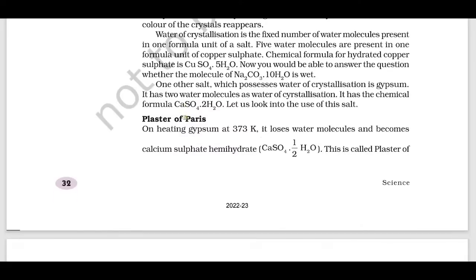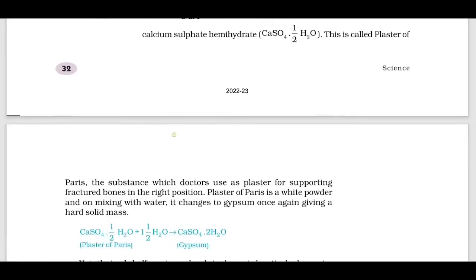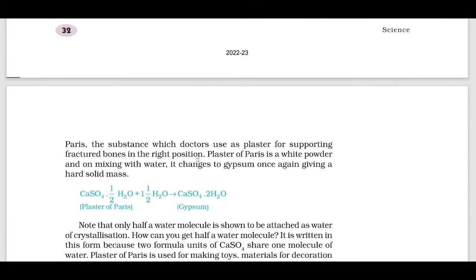Plaster of Paris. On heating gypsum at 373 Kelvin, it loses water molecules and becomes calcium sulfate hemihydrate. This is called as what? Plaster of Paris. The substance which doctors use as plaster for supporting fractured bones is what? POP. POP is a white powder. On mixing with water, it changes to gypsum.